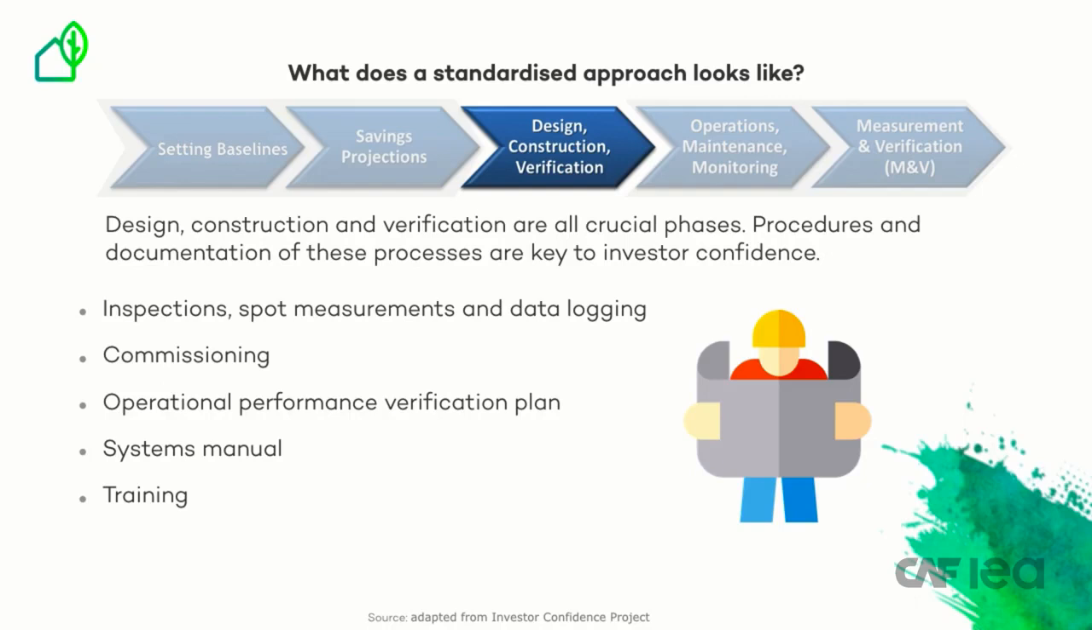From this process, a series of tools can be created for when the building is handed over to the operational phase. This includes having the operation performance verification plan from the commissioning process that can be used for retro commissioning and maintenance throughout the operational phase of the building. This can also result in a systems manual that indicates how to operate the building efficiently and training that allows the information to be absorbed by the team operating the building.